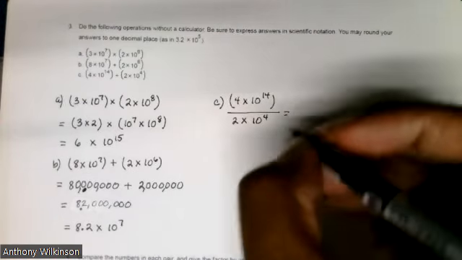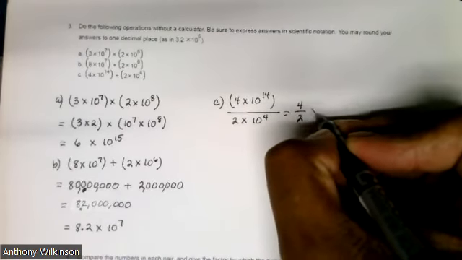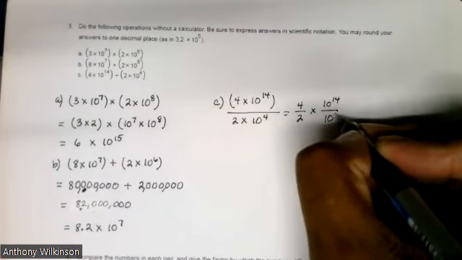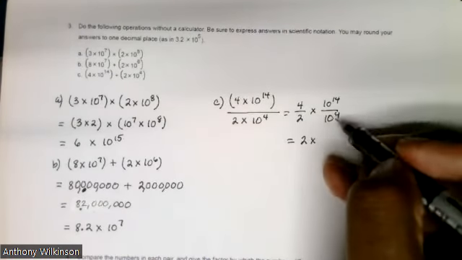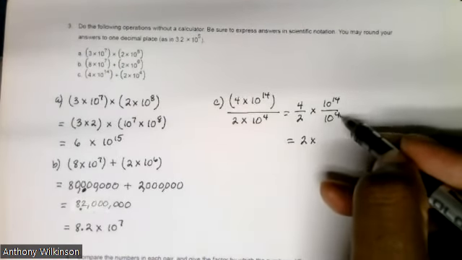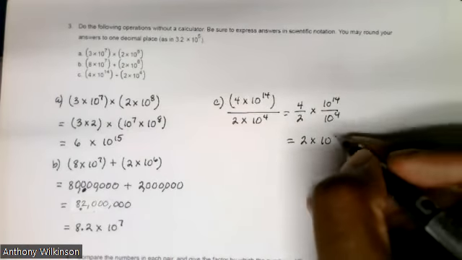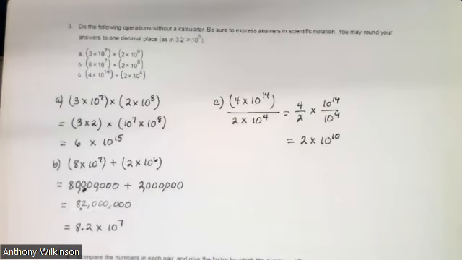Okay. So what I'm going to do here is divide 4 by 2. And then that's multiplied by 10 to the 14th divided by 10 to the 4th. Well, 4 divided by 2 will be 2 times, here I'm dividing powers of the same base. So this time I'm subtracting my exponents. So it'll be 10 to the 14 minus 4, which is 10. So the final answer there will be 2 times 10 to the 10th power.